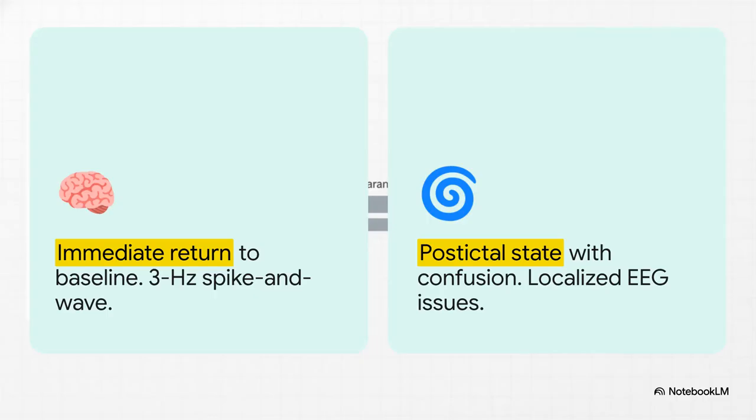This vignette is practically begging you to differentiate an absence seizure from a focal impaired awareness seizure, also known as a complex partial seizure. The silver bullet here? The post-event recovery. The absolute lack of a postictal state immediately rules out a complex partial seizure. This confirms we're dealing with an absence seizure, meaning you'll see that 3 Hz spike and wave pattern on the EEG.